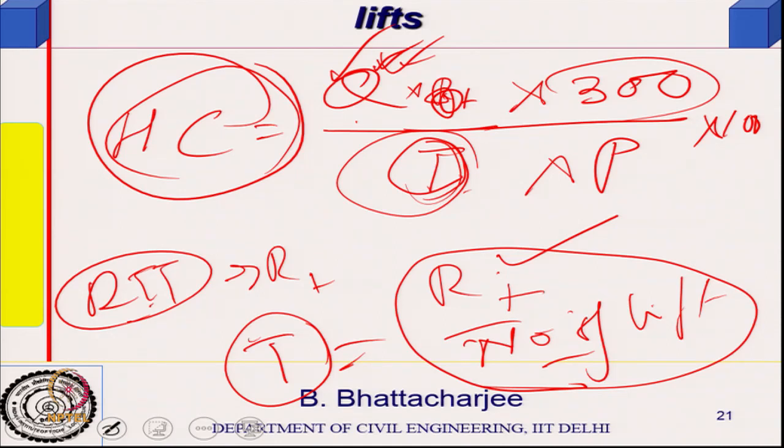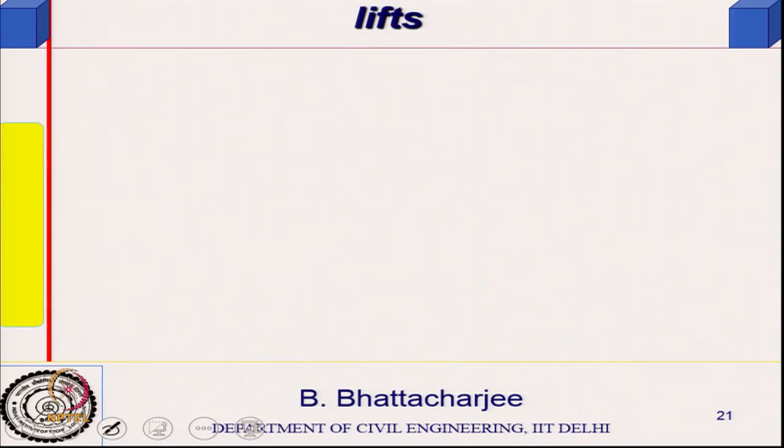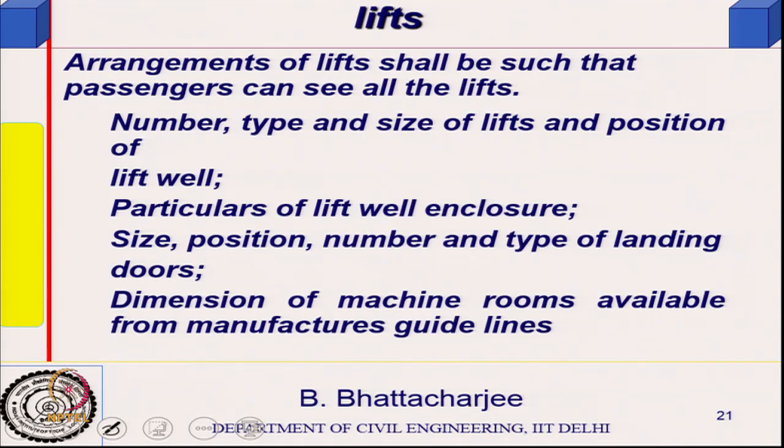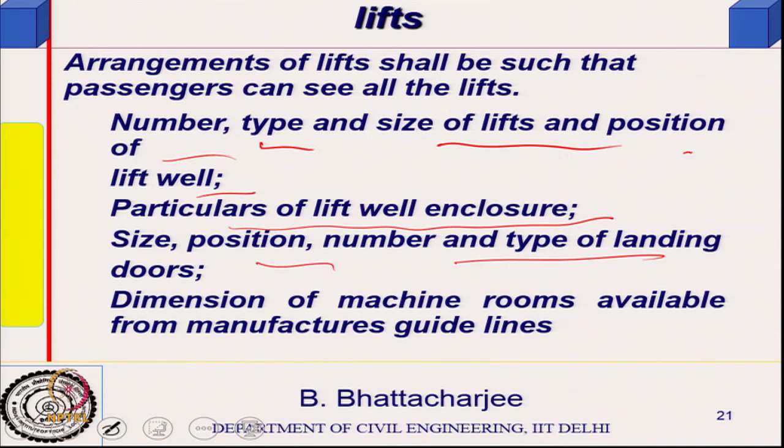The other thing you have to do is the arrangement of the lifts. The arrangement should be such that passengers can see all the lifts. So the number, type and size of the lift, and the position of the lift well, this is what we have to decide. Then the particulars of the lift well enclosure: size, position, number of landing doors, and dimensions of the machine room available, which will be available from the manufacturer's guideline. So basically we want to decide the number of lifts.